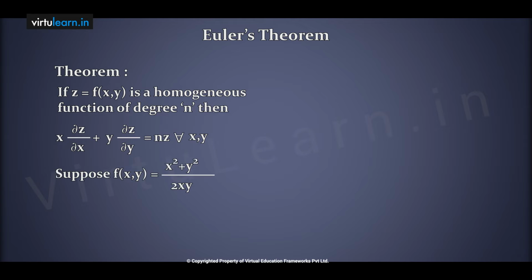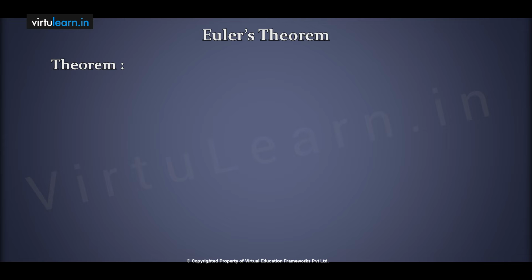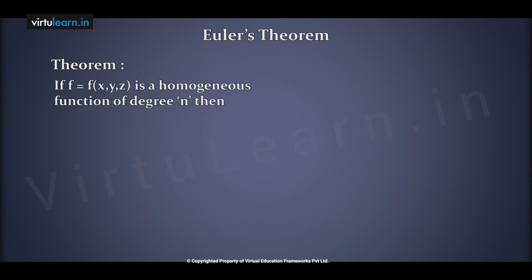Once again, Euler's theorem statement: Z is a function in terms of x and y. Then x into ∂z/∂x plus y into ∂z/∂y equal to n into z. In the other way, suppose f is a function in terms of x, y, z, then Euler's theorem statement, x into ∂f/∂x plus y into ∂f/∂y plus z into ∂f/∂z equals n into f, because f is a homogeneous function of degree n. Like this. Means what is homogeneous function here?